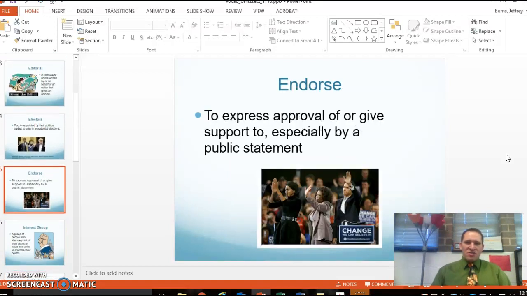All right, endorse. To endorse is to give public support. To say that you approve something, to say you are on this side of an issue. Okay, it's usually done by a public statement. So it could be in a speech, it could be on a commercial, it could be through a newspaper ad or article, it could be in a television interview. Okay, here you see an unqualified candidate, right? Because she's not involved in politics. Oprah Winfrey supporting President Obama back in 2008.